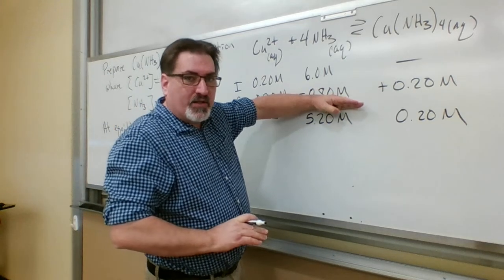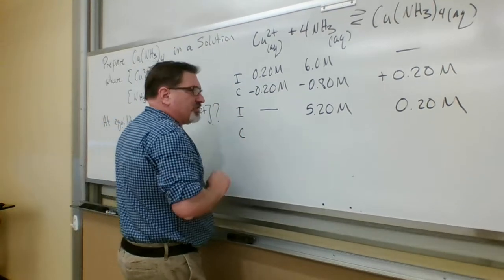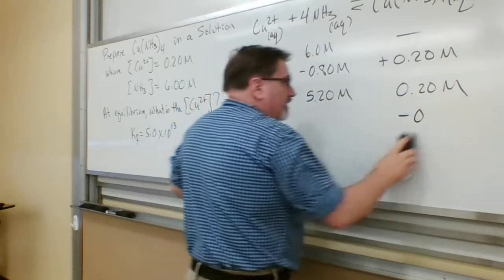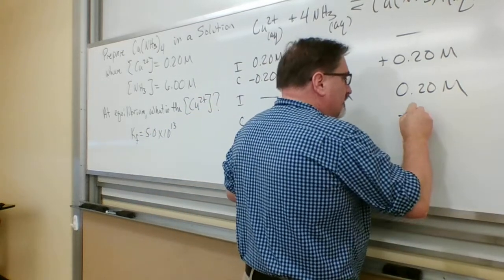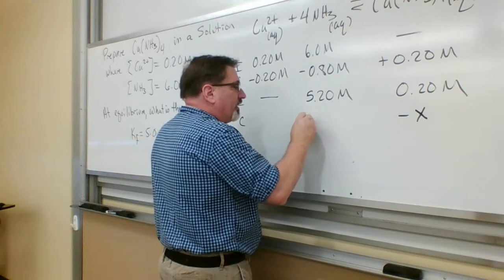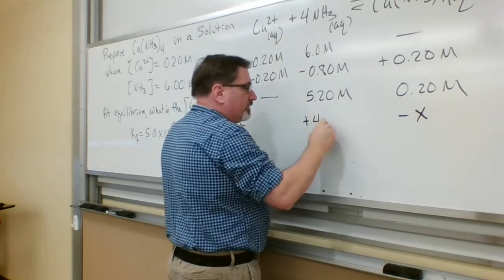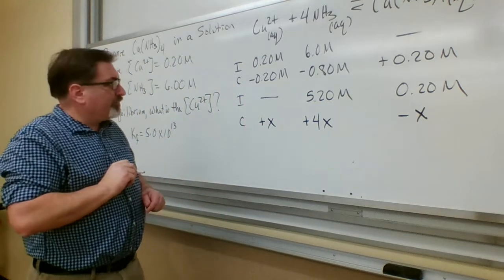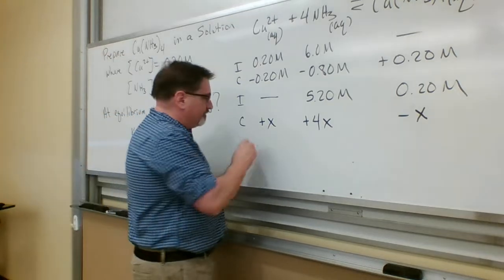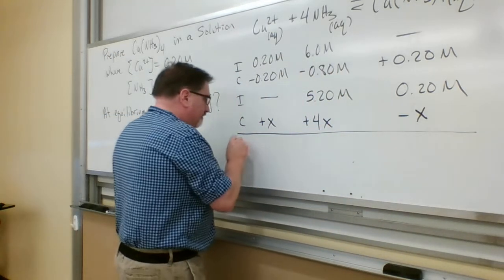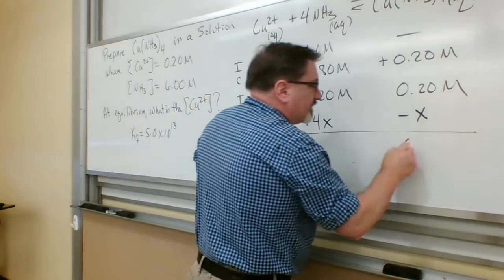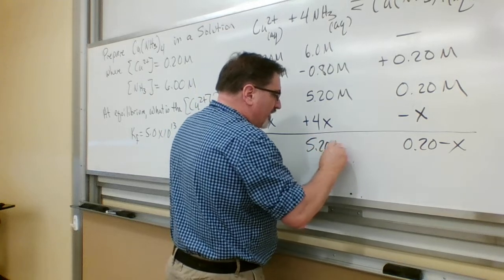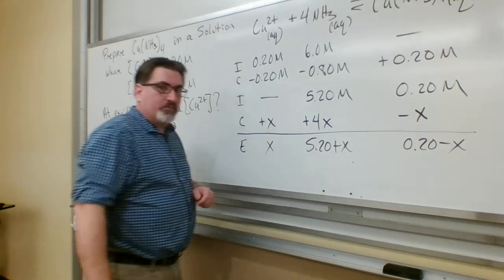It's like starting over. This is our new initial set of conditions. We go through a change again. We're going to lose X amount of copper ammonia complex, which means we gain 4x amount of ammonia because of the 4 coefficient, and plus X amount of free copper ion. That's really what we're after. So now at equilibrium, we have 0.20 minus X, 5.20 plus X, and X.